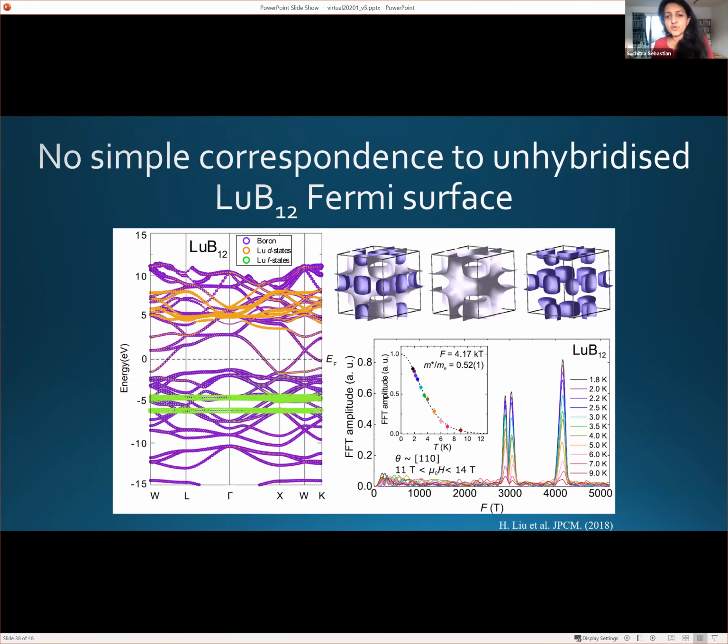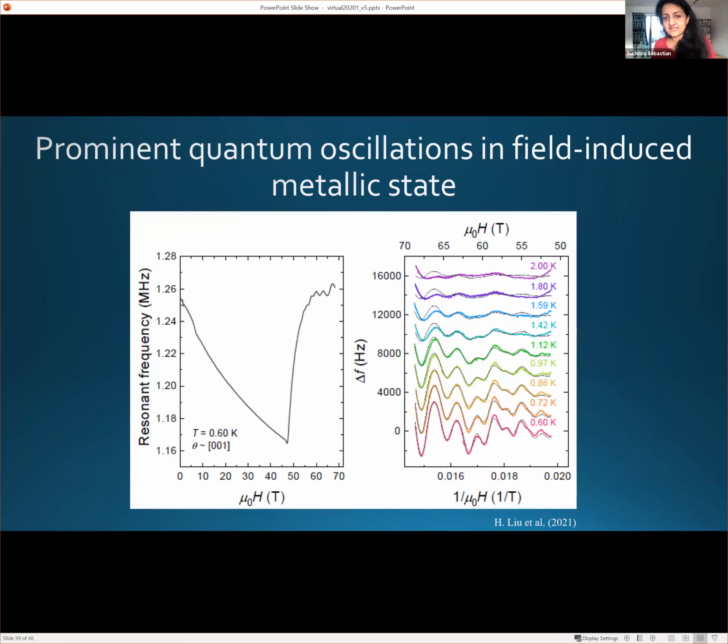We also measure quantum oscillations in the field-induced metallic state. YbB₁₂ is different from samarium hexaboride in that we can access the field-tuned metallic state. This is the proximity detection oscillator method. You can see the resonant frequency suddenly change when the material metallizes. Above 47 Tesla there's a sudden change in the frequency, and you can see oscillations superimposed again on the raw background. On the right are oscillations extracted at many temperatures between 0.6 and 2 Kelvin.